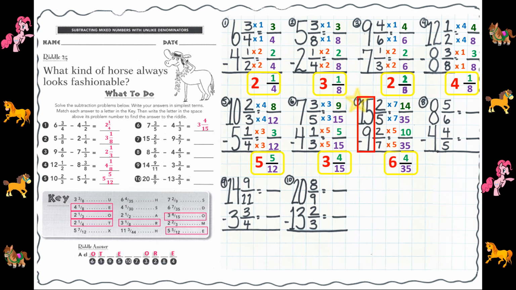The answer to question 7 is 6 and 4/35, which matches with the letter H. And I'm going to write H at 7.